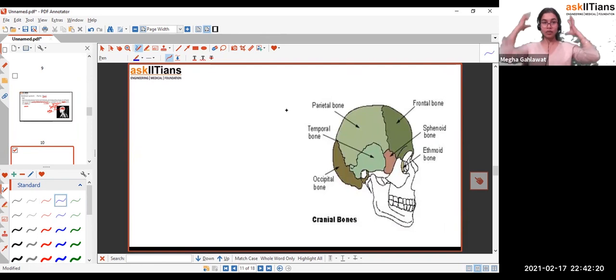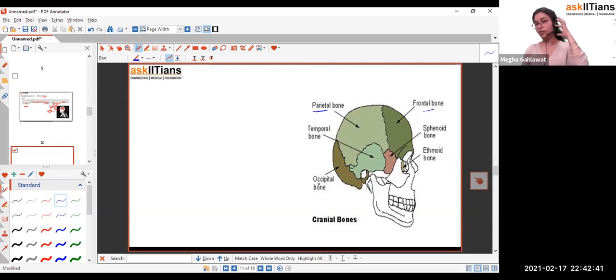We have the parietal, which is present in the center right here, and then we have the frontal. Frontal is the one which makes up the forehead, okay? And then see, parietal bone, the center, frontal, which makes up the forehead. Then we have the sphenoid bone. Sphenoid bone is present right here, right?